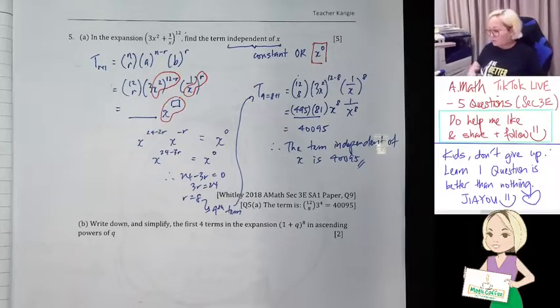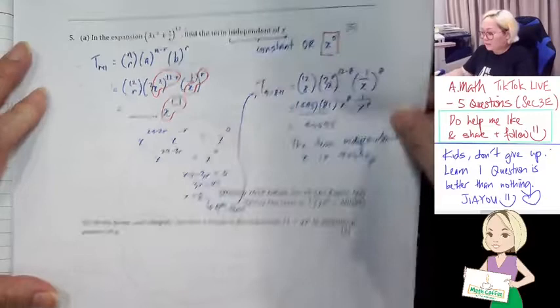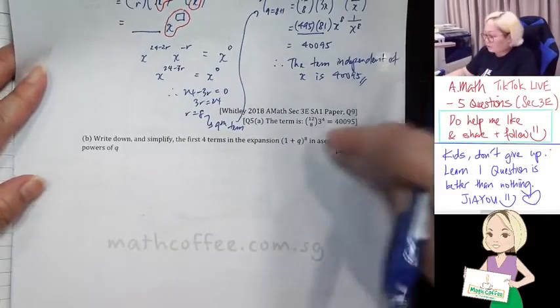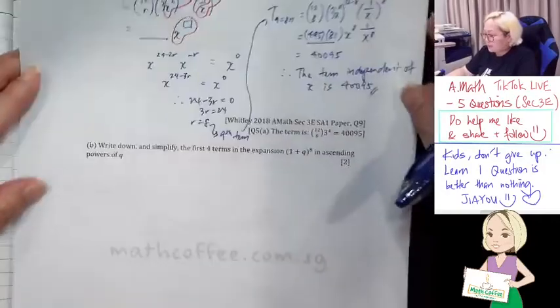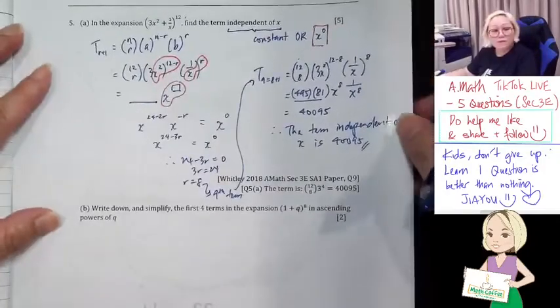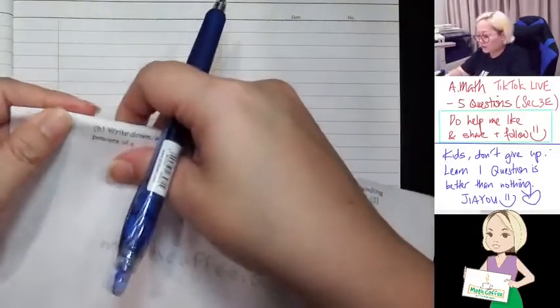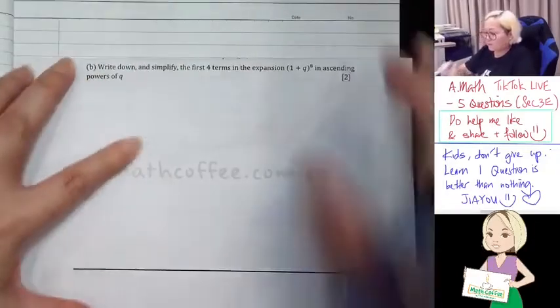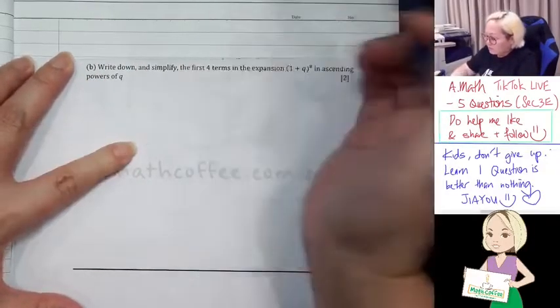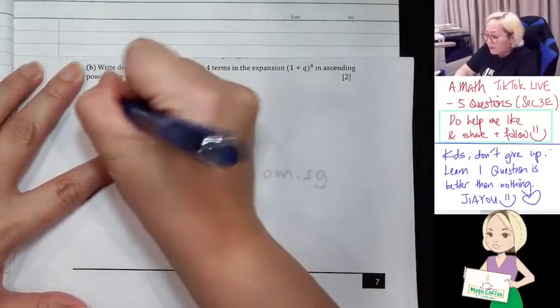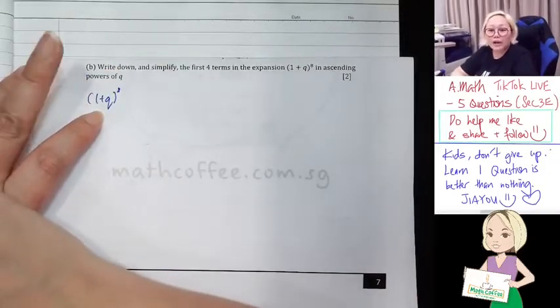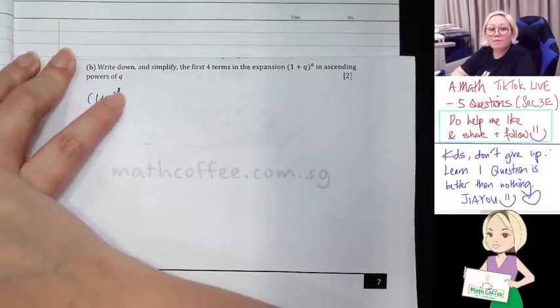Okay, good. So now next. They asked me to write down and simplify the first 4 terms in the expansion. Okay? This one is not related to the A, so I can just split it. So first I will write, okay, 1 plus q to the power of 8. So binomial is a way to expand when your power becomes too big.